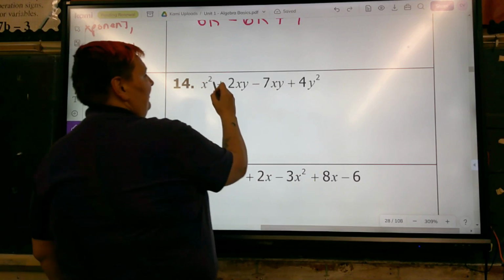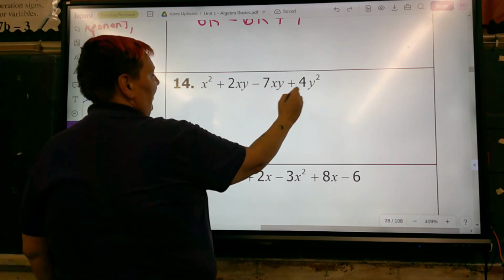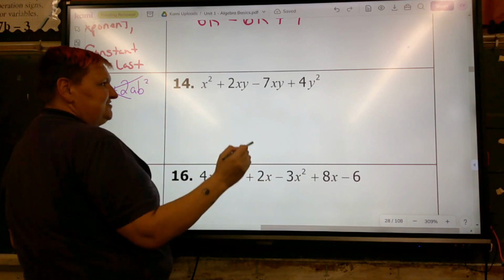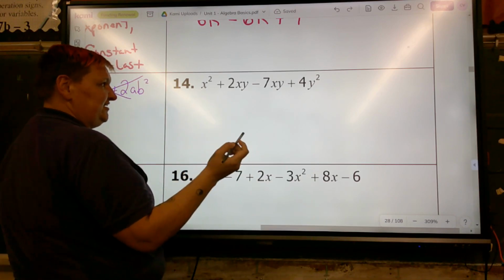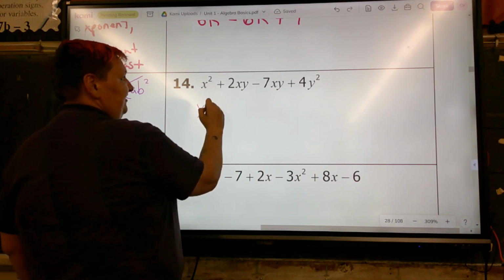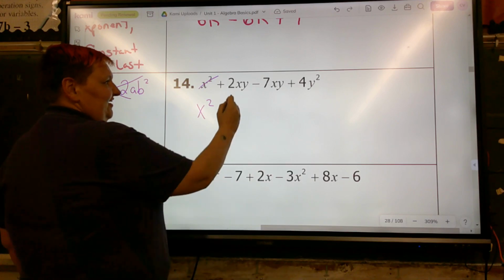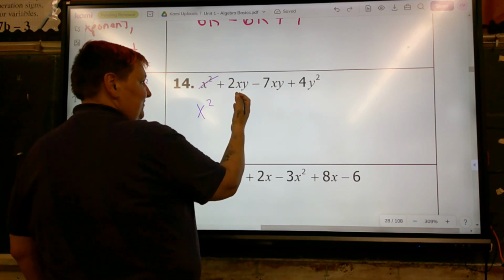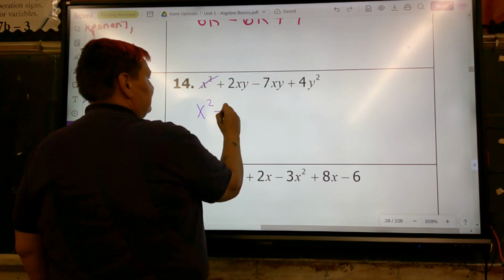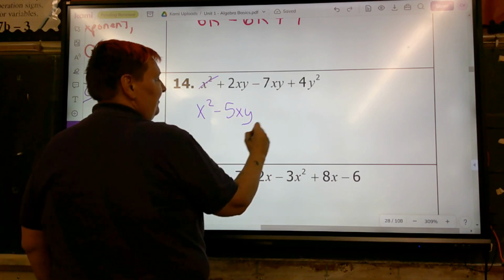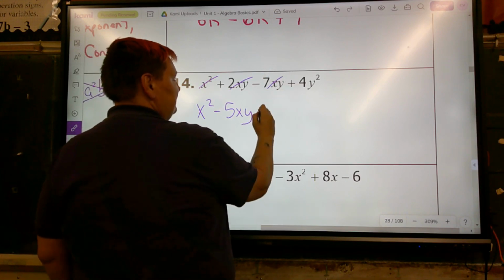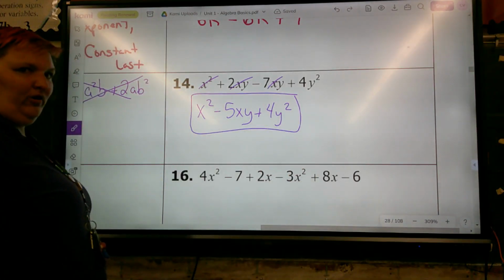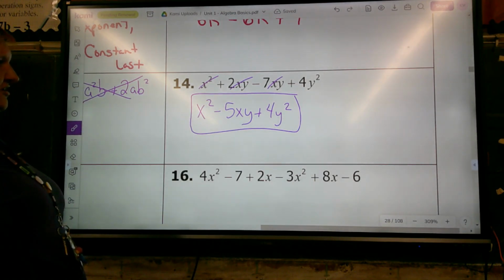We have an x squared, an xy, an xy, and a y squared. Be careful. Alphabetically, x comes first, and then you do highest exponent. So x squared is first. There's nothing to combine it with. Then you have xy, which comes before y. Think about the dictionary. Xy comes first. So 2 minus 7 is negative 5xy. And we're left with this positive 4y squared. That is the appropriate order and combination of those terms.